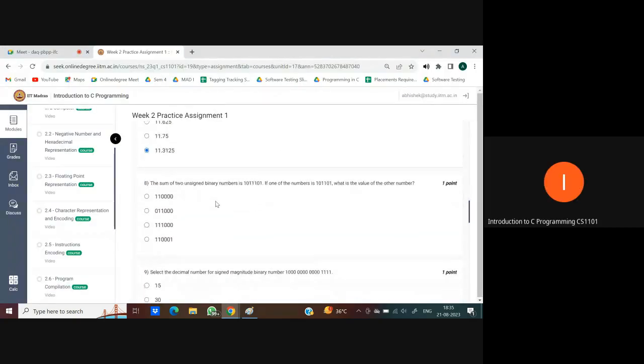Okay, so this is another question based on binary calculations. So the sum of two unsigned binary numbers is this. If one of the numbers is this, what is the value of other number? Can someone tell me, or can someone give any hint? How do we do this?